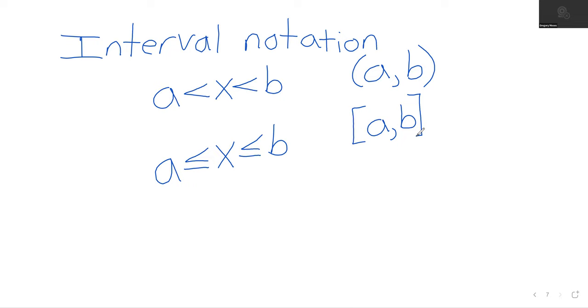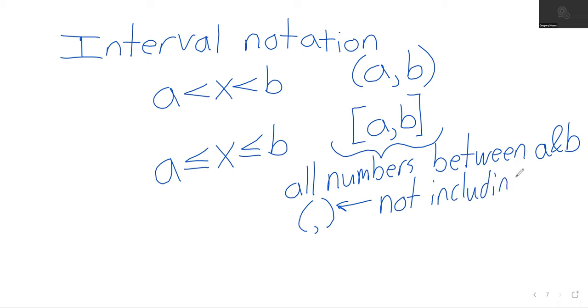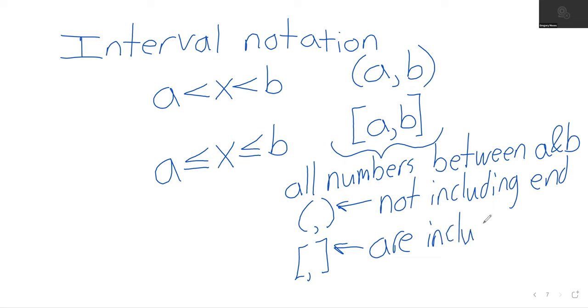So summarizing, both these pieces of notation are all the numbers between a and b. The difference is that if we have open parentheses, we're not including the endpoints. Whereas if we have closed brackets, we are including the endpoints.